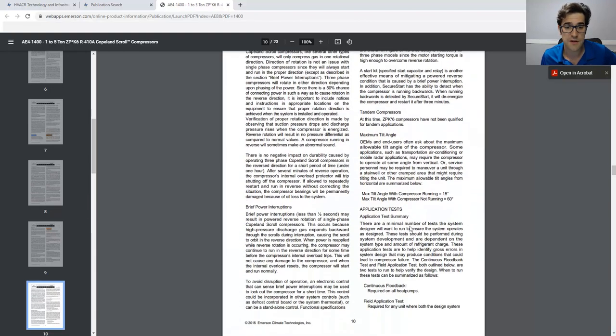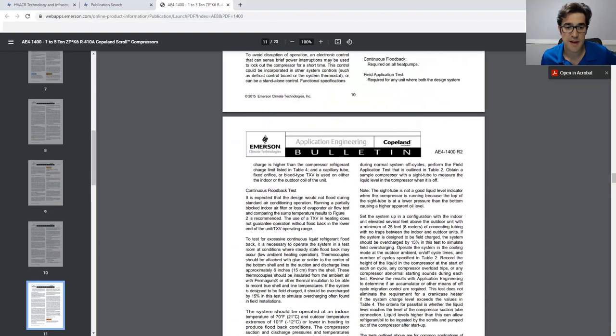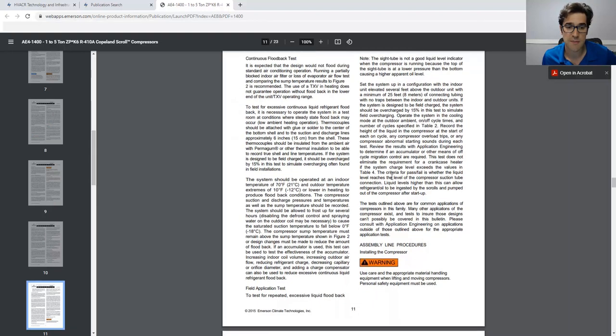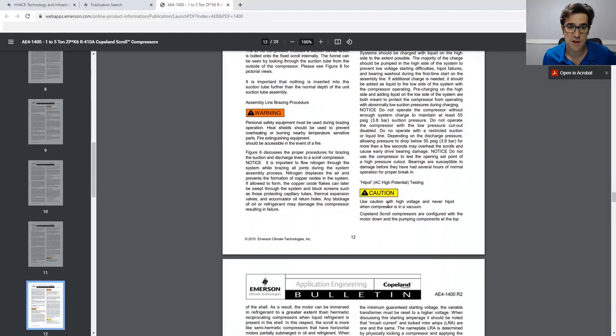Go down a little further. Brief power interruptions. This is a big one I learned only from reading this. If you have a brief power interruption, all of a sudden the scroll starts to slow down, and then if the power comes back in, it will start running backwards. What will happen, it'll run until it trips on its internals, and then when it shuts down, it'll start back up in its right direction. Continuous flood back. That needs to be checked by the OEM, as well as you should always be checking flood back in the field. Lots of great information.